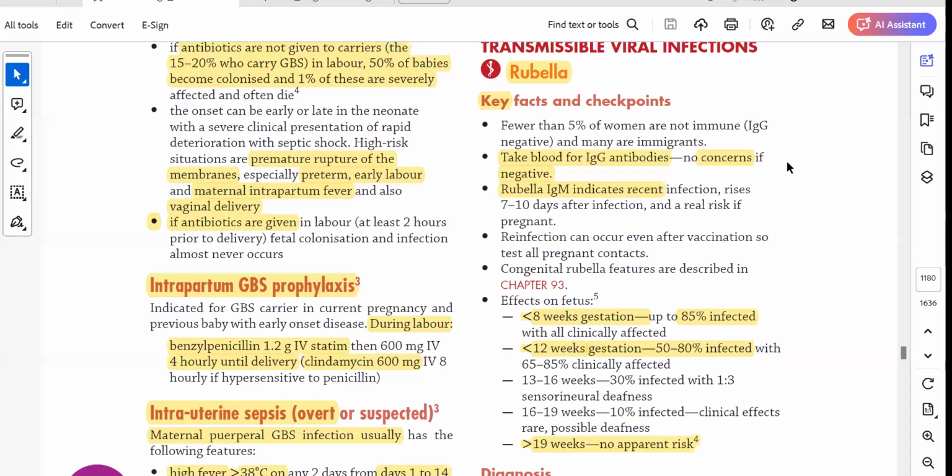So you take blood and send it for rubella serology, IgG and IgM. All of you know that IgG will be positive if there is antibody or past infection, and IgM positive means recent infection. So you take the blood and you find that the patient is IgG negative.